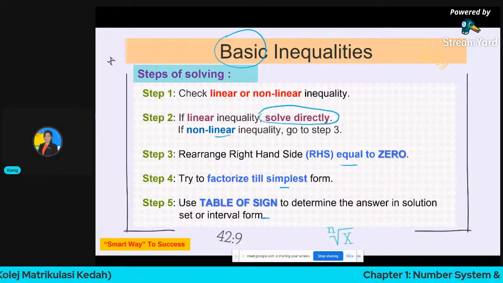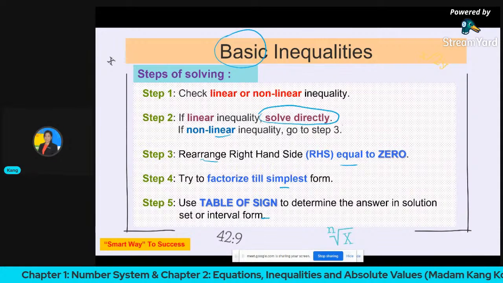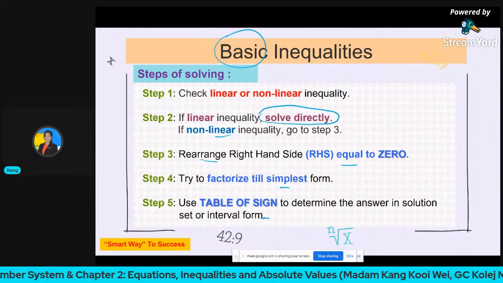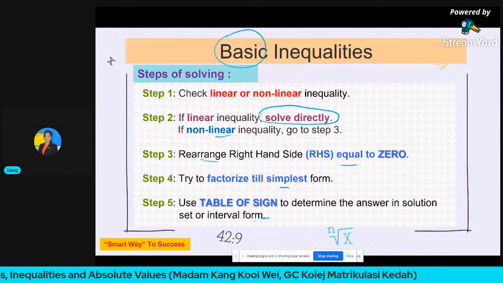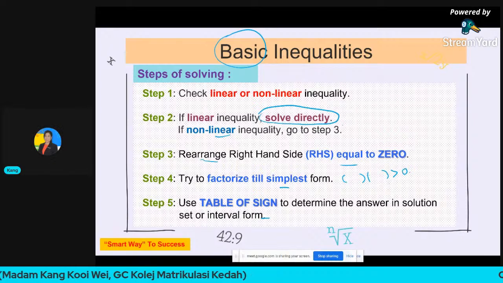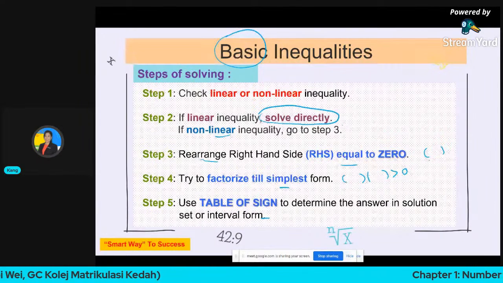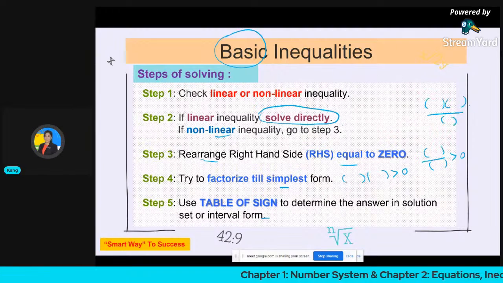Go to step 3. We need to rearrange the inequality so the right-hand side equals 0. Step 4 is to factorize until the simplest form. That means we have, for example, 2 factors or 3 factors. We need to factorize until we get the factors.